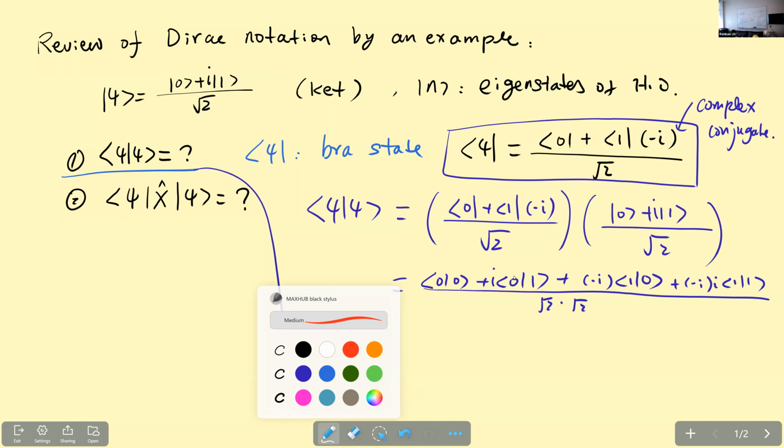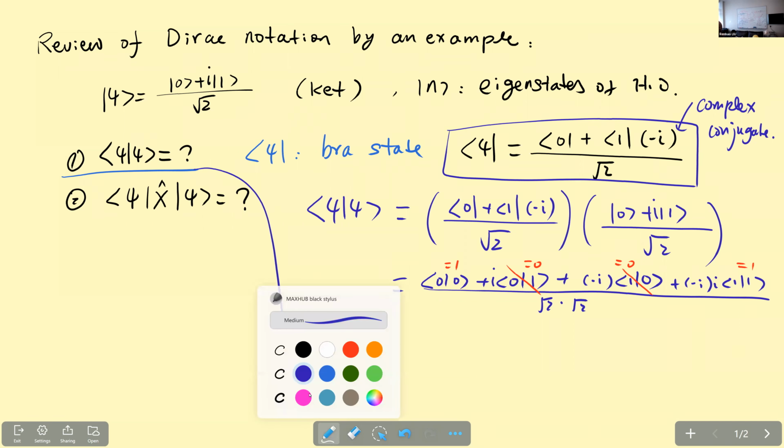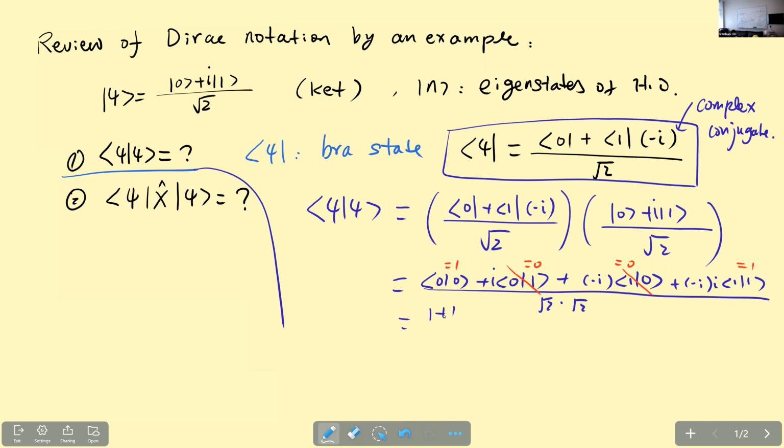I know that <0|1> is 0, and <1|0> equals 0. This is because they are orthogonal. And this one equals 1 because they are orthonormal, they're normalized. This is also 1. So the result equals 1 plus 0 plus 0 plus 1, divided by 2, so it equals 1. Right, so this is the way to calculate the overlap between the two states. You can just follow the same procedure. If you have more states, you can do this similarly.